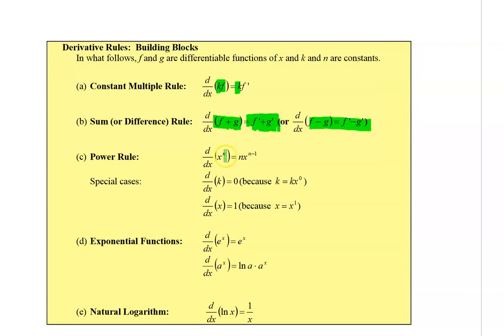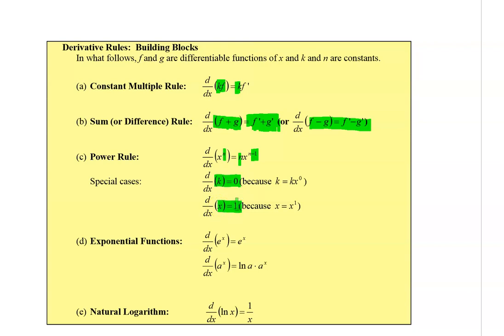The power rule says that if you have a power, remember this one, you bring it out front, subtract 1 from it, and that creates your derivative. There are some special cases with that one. The derivative of a constant is just 0. The derivative of x is just 1.